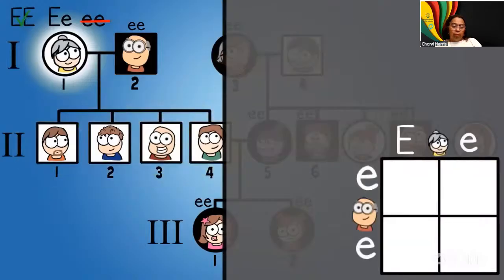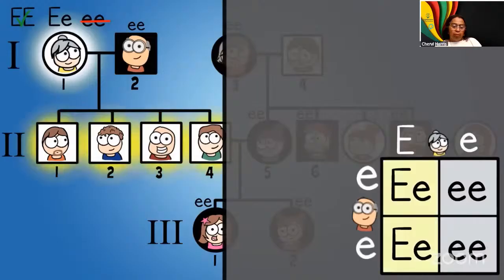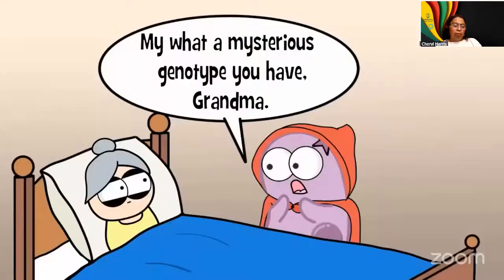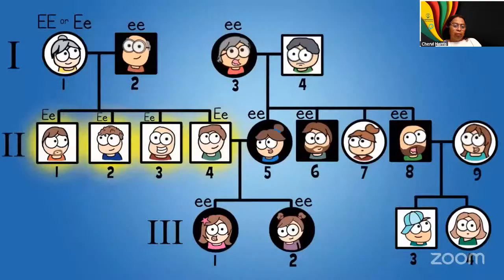Would that work too? Yes, because the children could still get a big E from her and a little e from my grandfather. It may be less of a probability, but it's possible, and therefore we must list both, that she is a big E or big E, because we don't know. All the offspring of my paternal grandparents, though, they're going to have to be big E.